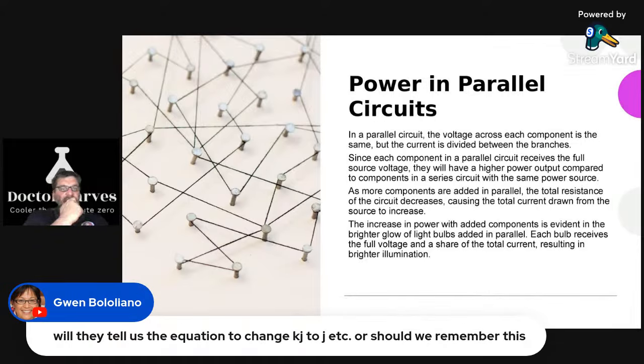Will they tell us the equation to change? Sadly, no. You're going to have to remember it. You have to know that 1,000 joules is a kilojoule, as mentioned by Bob and Parametrics.